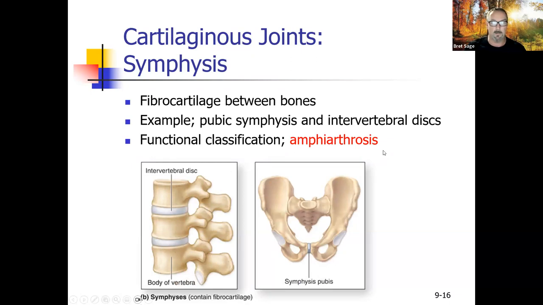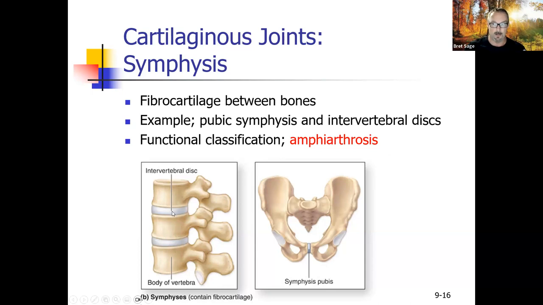So the places where you see bones joined with cartilage, fibrocartilage specifically, is a symphysis, and the place we find that is between the two pubic bones, hence symphysis pubis, and the intervertebral discs that are found here. Now, these can be removed.